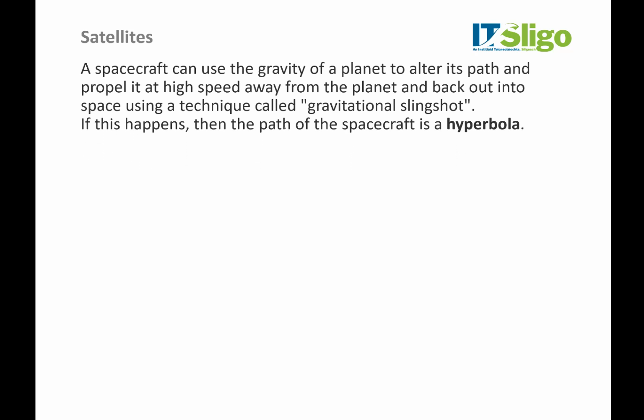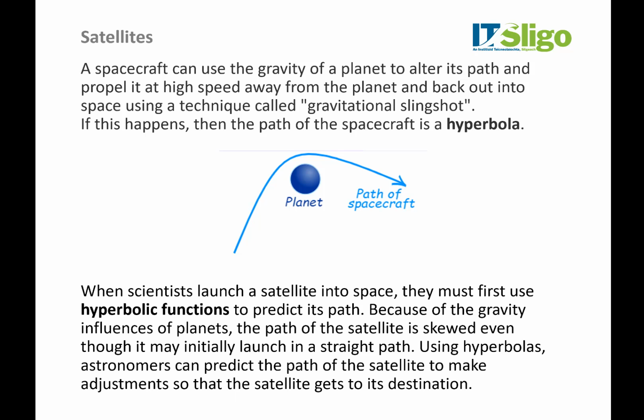Satellites. So a gravitational slingshot is governed by a hyperbola. If you're wanting to design rockets and stuff, you're going to be dealing with hyperbolic functions in a big way if you want to make sure that your satellite gets to where it needs to. Because it's going to be passing into the gravity fields of various planets, and that's going to have this shift in direction.